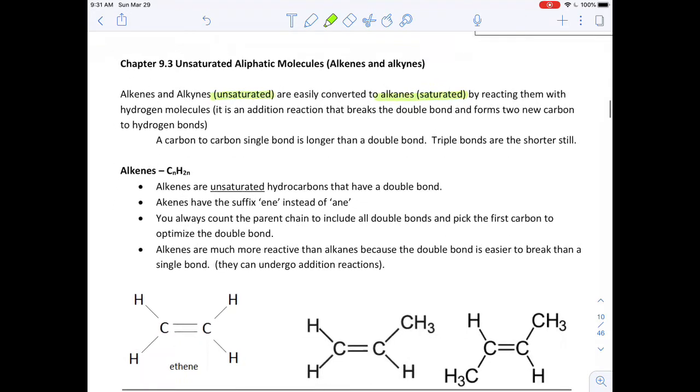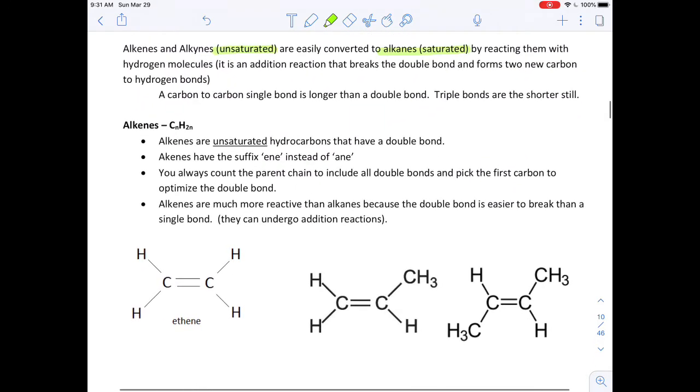But we are interested in these double bonds and triple bonds compared to a single bond. So a carbon to carbon single bond is longer than a double bond, and triple bonds are even shorter still. So the carbon's nuclei are pulled closer together. The bonds tend to be less stable and easier to break, and so they tend to be more reactive. We'll talk about reactions that involve alkenes and alkynes in another video later on, but right now we're interested in just what are the general properties and how would we name them?